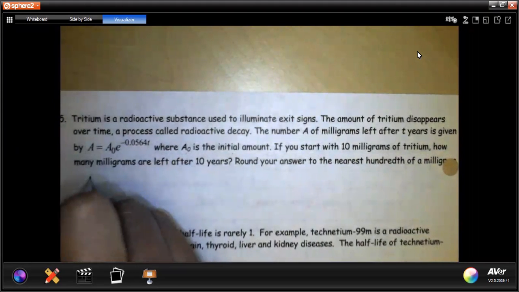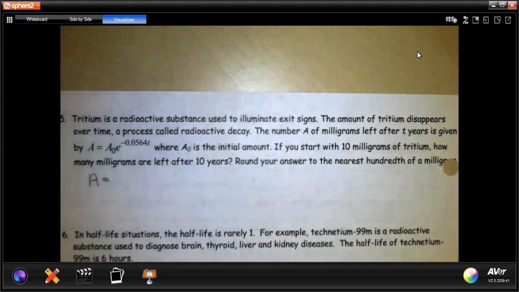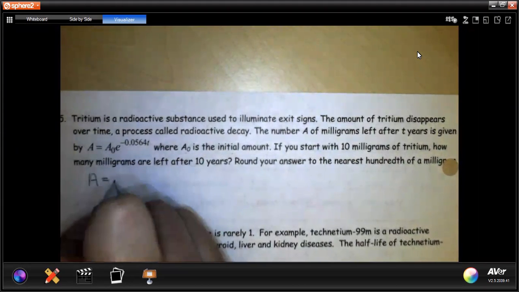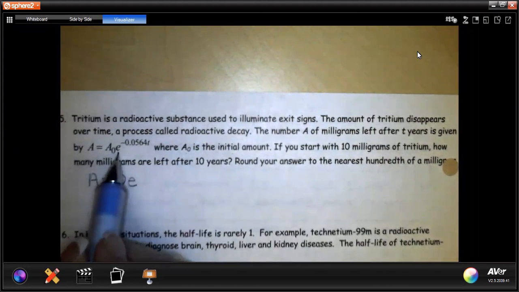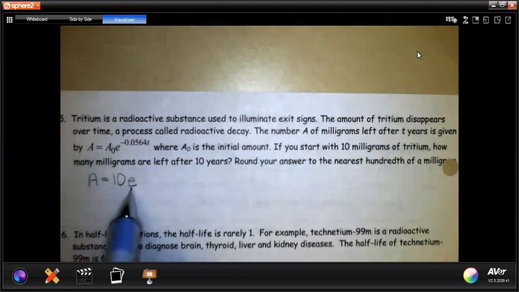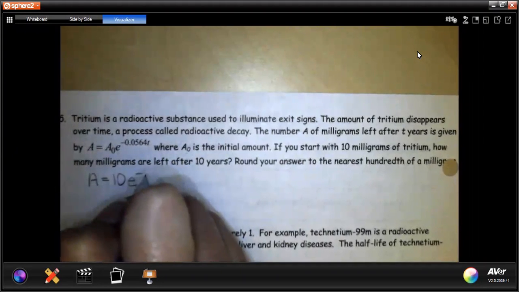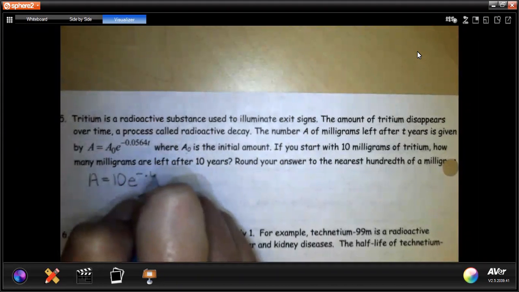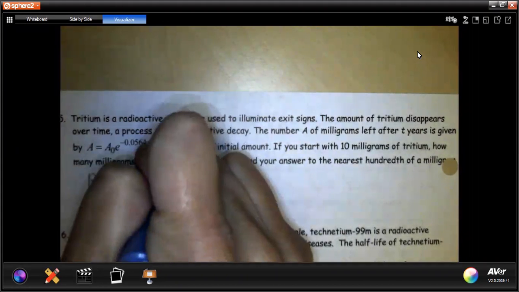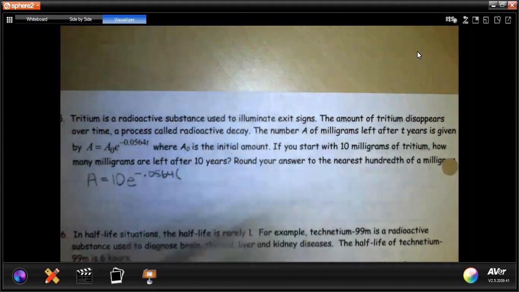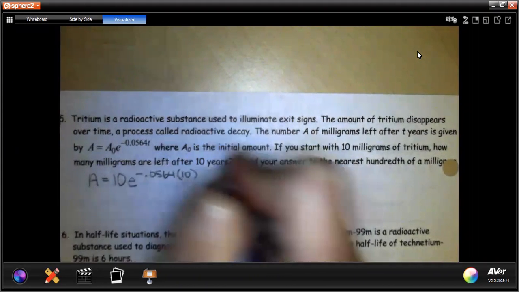So our total amount is still going to be out at the outside part. Our initial amount is still at the beginning here, so we're going to have 10. They told us the growth factor is E, so we use E. And then it gives us this rate here. And then for our time, we would plug in 10.